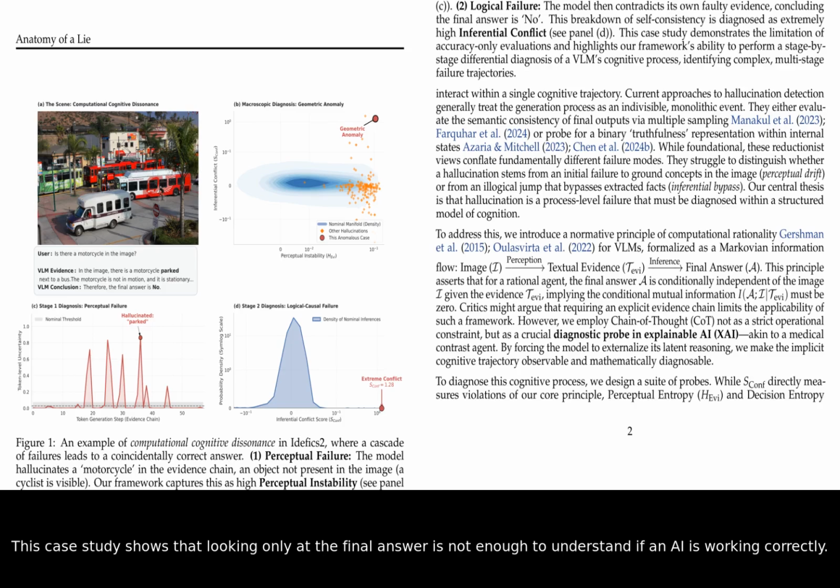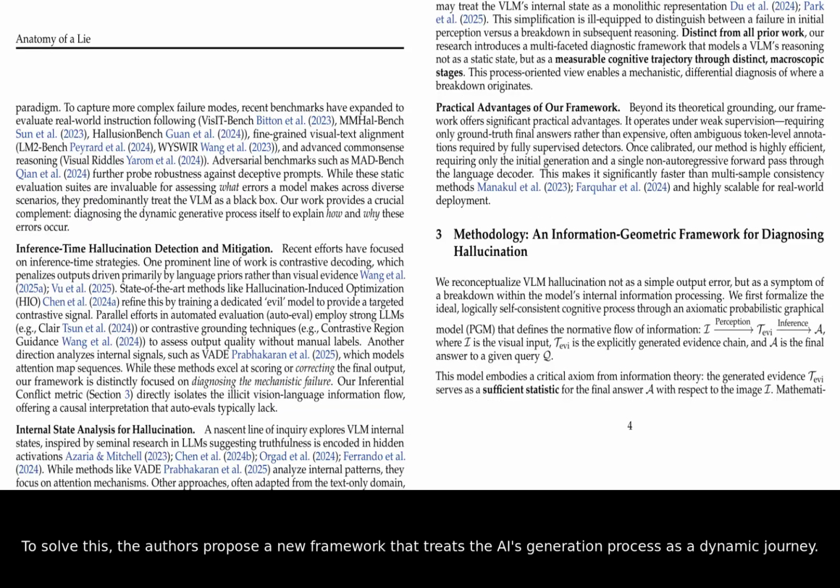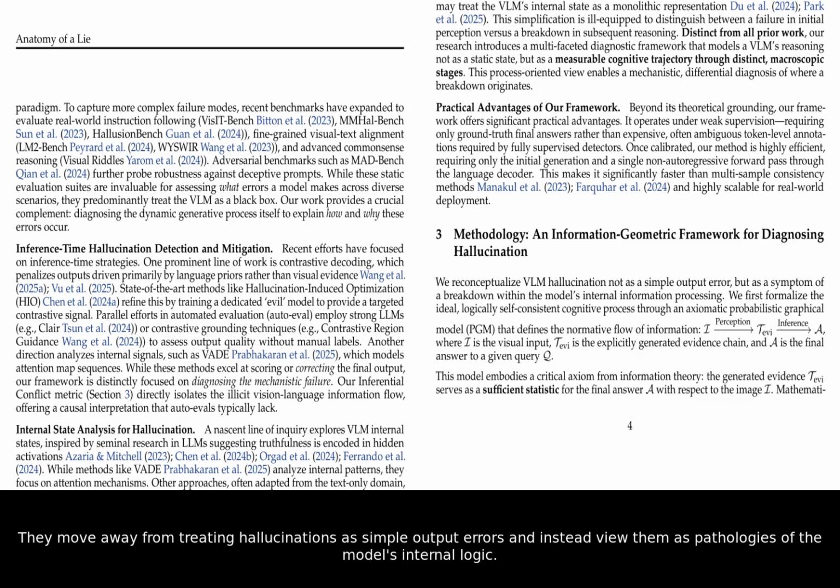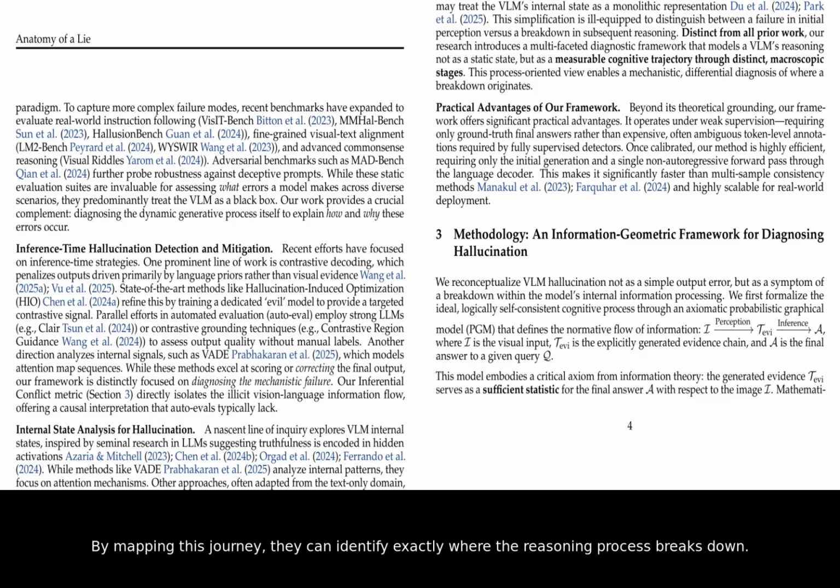To solve this, the authors propose a new framework that treats the AI's generation process as a dynamic journey. They move away from treating hallucinations as simple output errors and instead view them as pathologies of the model's internal logic. By mapping this journey, they can identify exactly where the reasoning process breaks down.